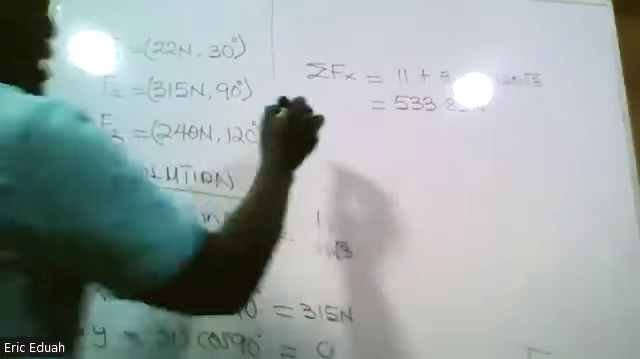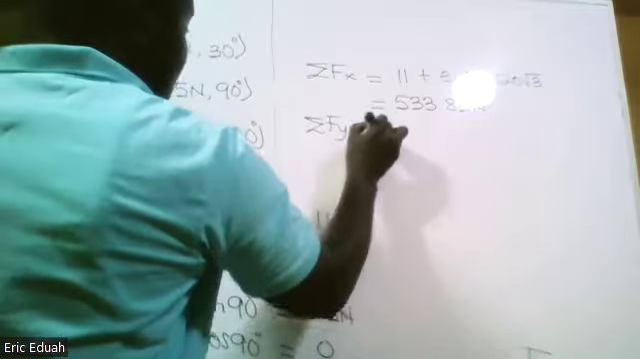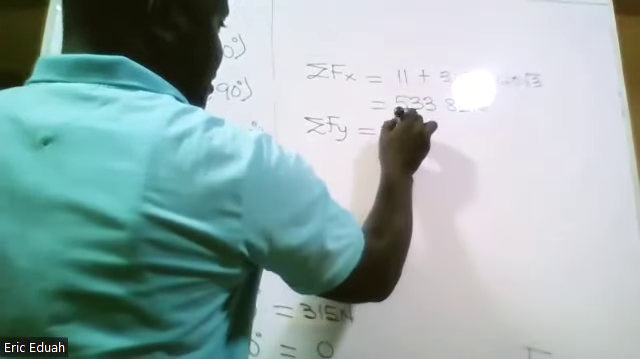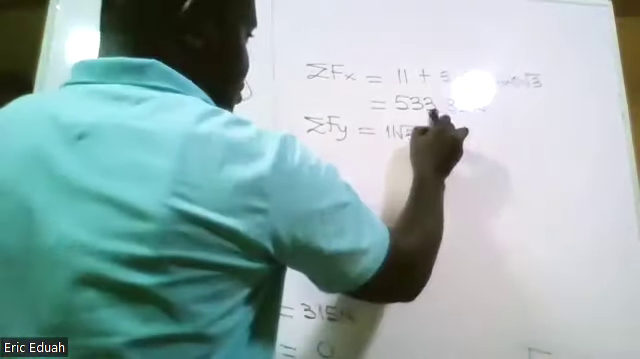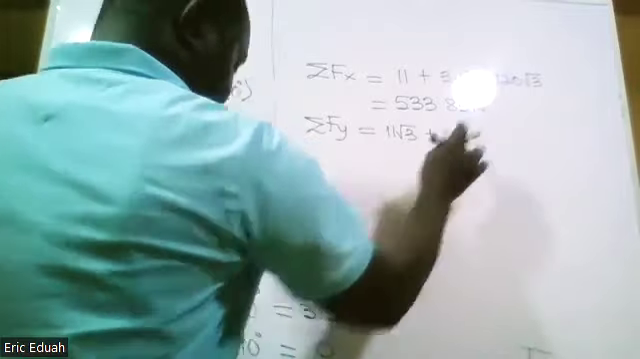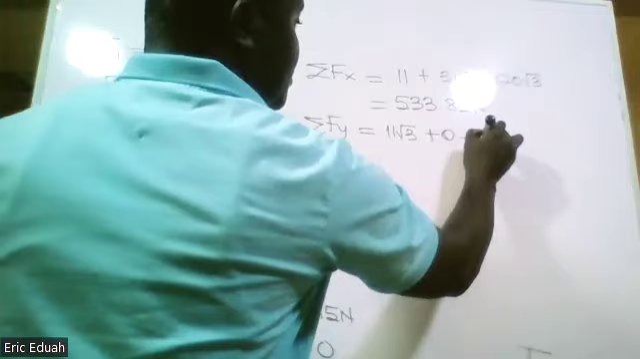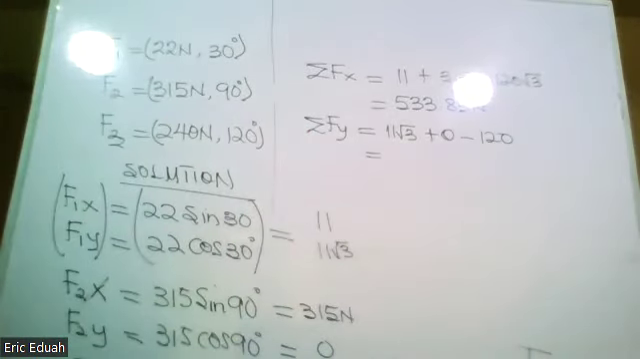Then let's look for the summation of Fy. So here we have 11 root 3 plus 0 minus 120. So check this out for me.